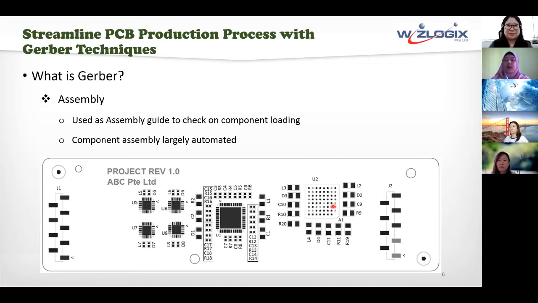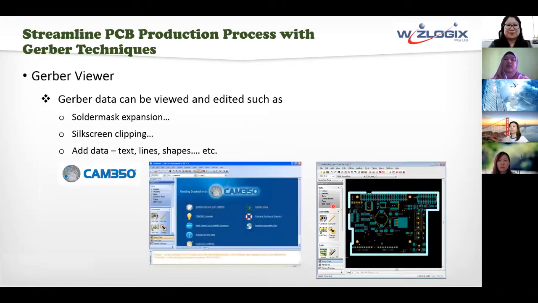Okay, so for Gerber, besides generating from your CAD software, how do you ensure that the Gerber files that you have generated or created are correct? So we usually use a Gerber viewer to view and sometimes edit items like your solder mask expansion or even silk screen clipping if necessary, and if there's any additional data, text, lines or shapes required.